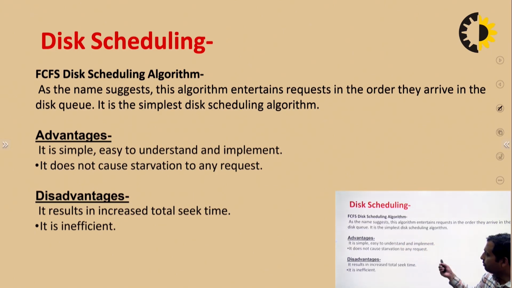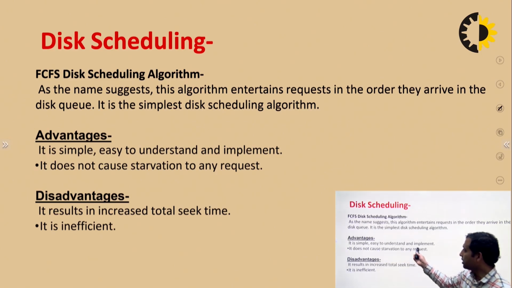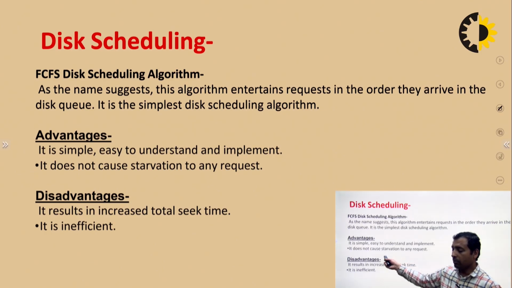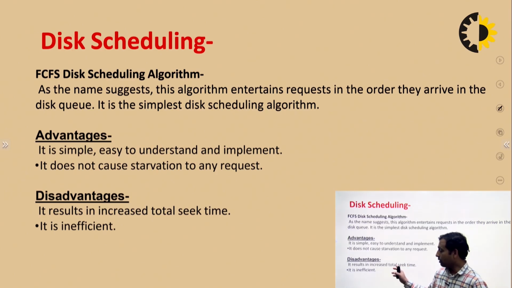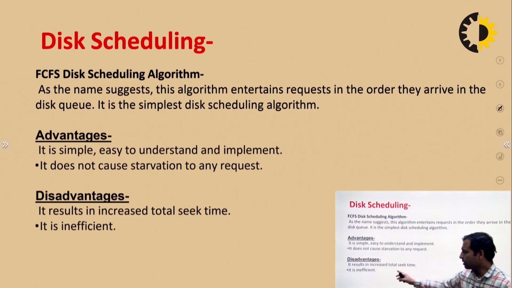The advantage is simplicity. It is simple and easy to understand, and it does not cause starvation to any request. This means any request that comes will be served in sequence. The disadvantage is that it results in increased total seek time. Our approach was that seek time should be minimum, but in this approach seek time will be more. So this is somewhat inefficient, but it is the simplest one.